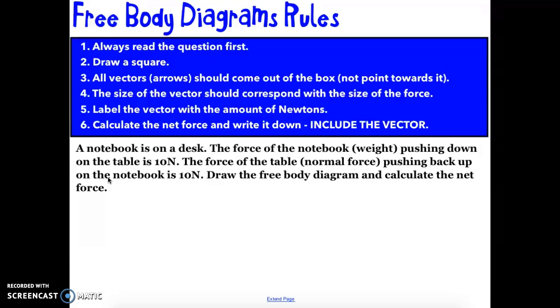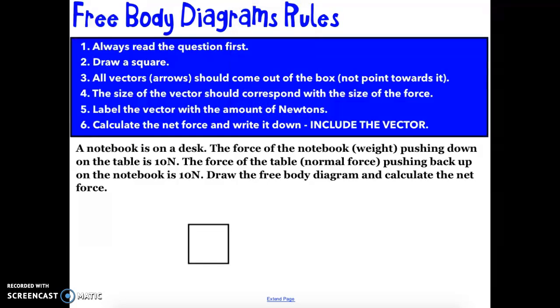Okay, so the very first step you're going to do is draw a square. So I'm just going to put a square here right in the middle, and you should do the same on your paper. Now, we need to diagram the different things that are happening in regards to the story. So I'm going to move this over a little bit.